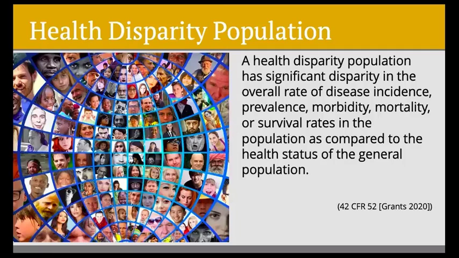So I'd like to go through a few key terms because these are really important terms to differentiate when we're discussing health disparities, so that there's an understanding that there are subtle distinctions when we're approaching this topic. A health disparity population has a significant disparity in the overall rate of disease, the incidence, prevalence, morbidity, mortality, or survival rates in the population as compared to the health status of the general population.